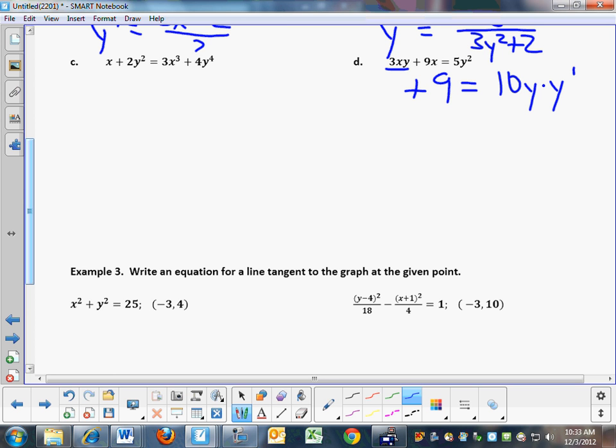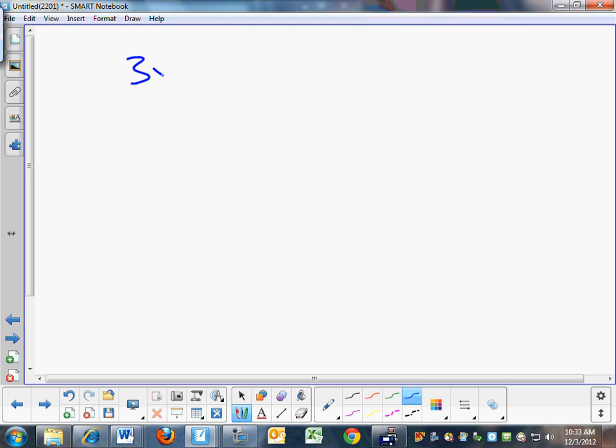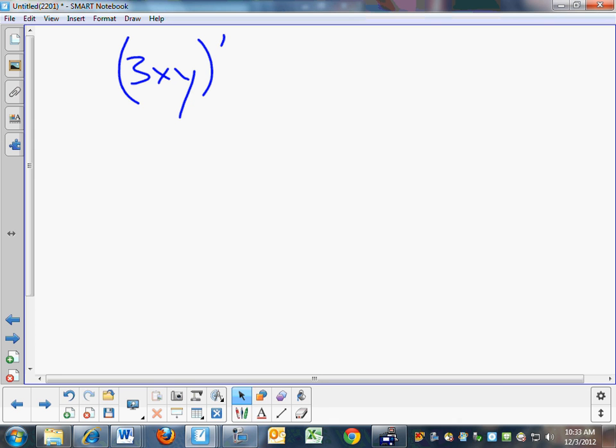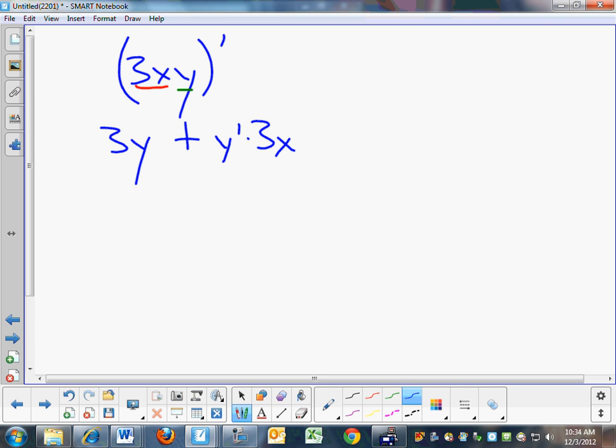I have 3x and I have y, and I want to take the derivative of that with respect to x. So I'm going to break it up into two pieces. What's the derivative of 3x? 3 times y, plus, what's the derivative of y? y prime times 3x. So that's my derivative. I just did the product rule. That's it.